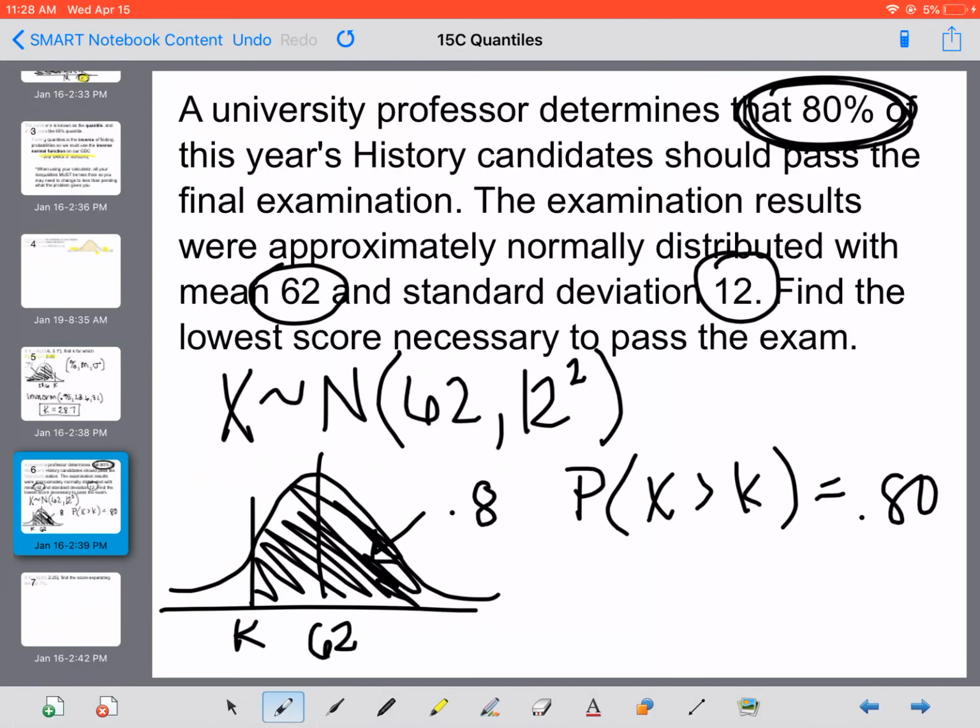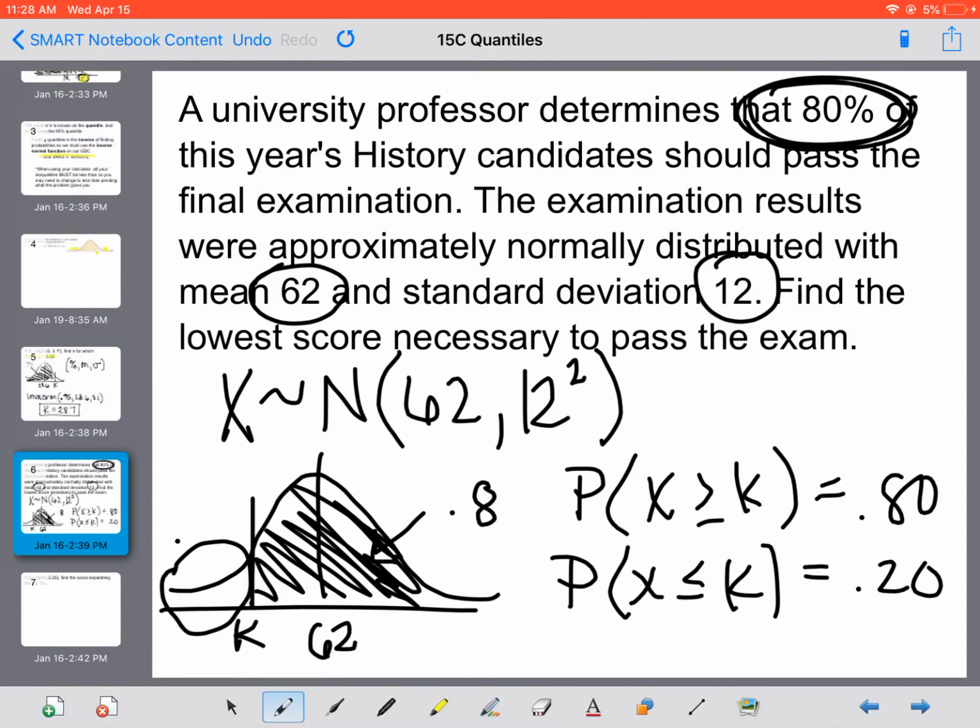But here is our problem. We're greater than, and remember our calculator cannot do greater than. We have to have a less than in order for our calculator to work, which means that isn't the probability of X being less than or equal to K going to be that other part, which is going to be 20%? Isn't this part 20%? And 20% plus 80% gives you your full 100%.